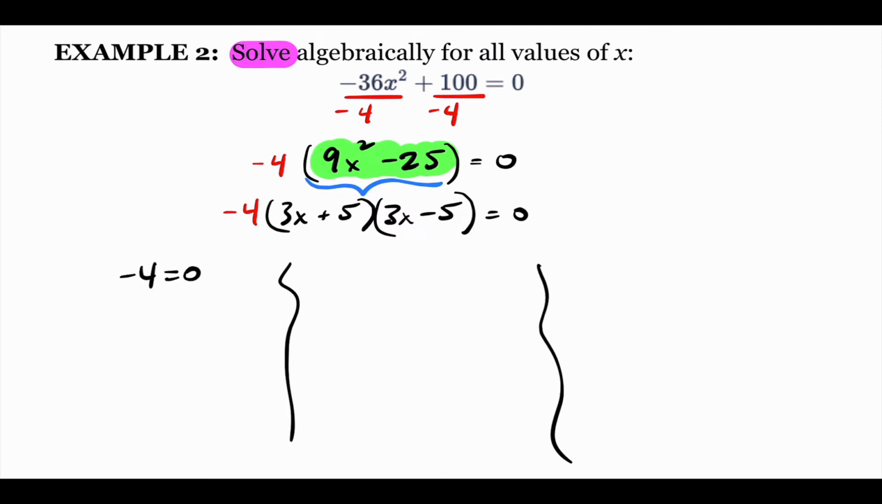So negative 4 equals 0. 3x plus 5 equals 0. 3x minus 5 equals 0. Okay, so let me start with the first one. Negative 4 equals 0.